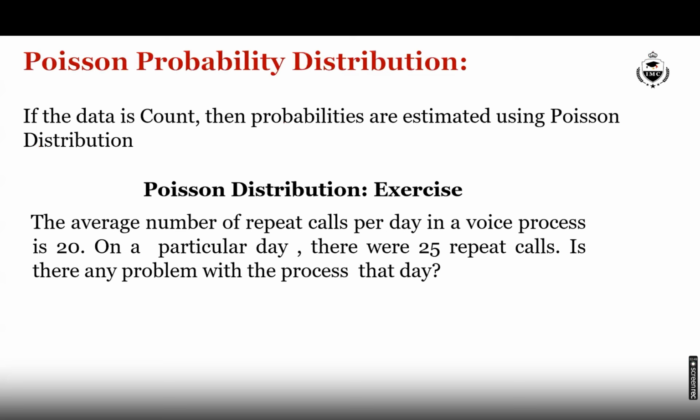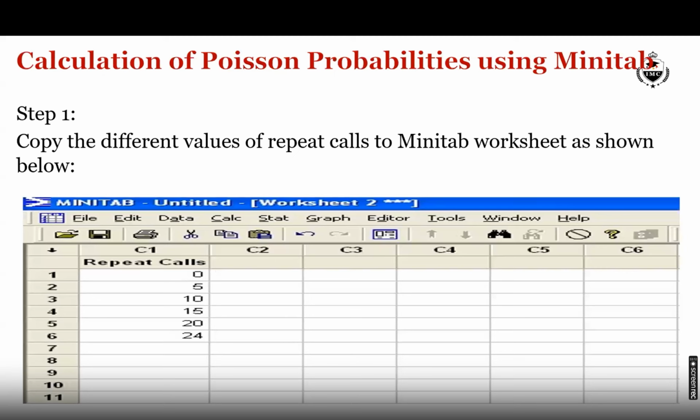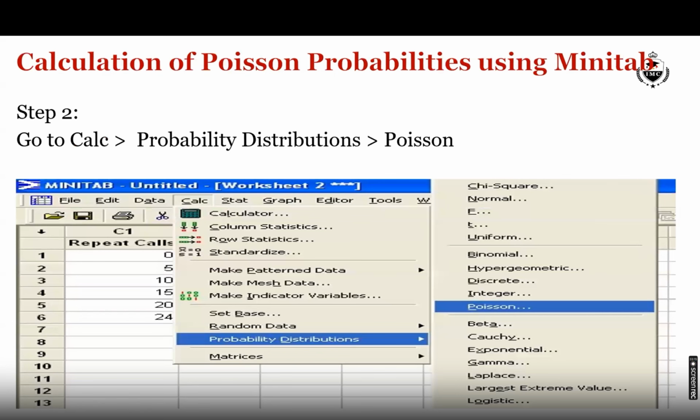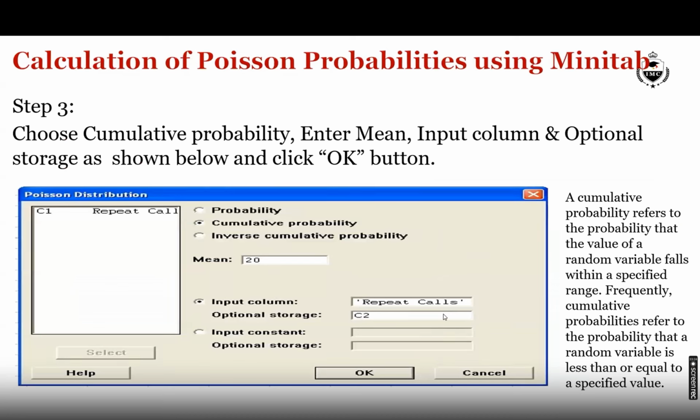Our next case study will be on count data. And whenever we have count data, we do a Poisson probability exactly in the same way. The average number of repeat calls per day in a voice process is 20. On a particular day, there were 25 repeat calls. Is there a probability that there is a problem with the process that day? Same way, we enter the repeat calls data, which is given by the organization. This time we select probability distribution and Poisson probability. This is how we enter the mean, the input and the optional storage, exactly the same as we did in the earlier exercise.